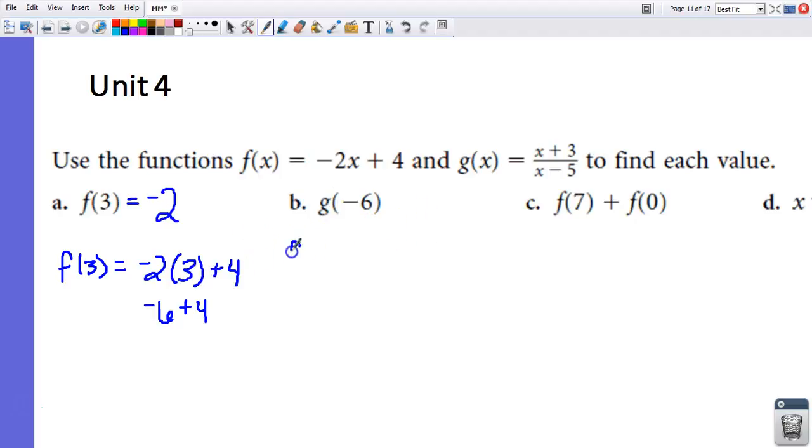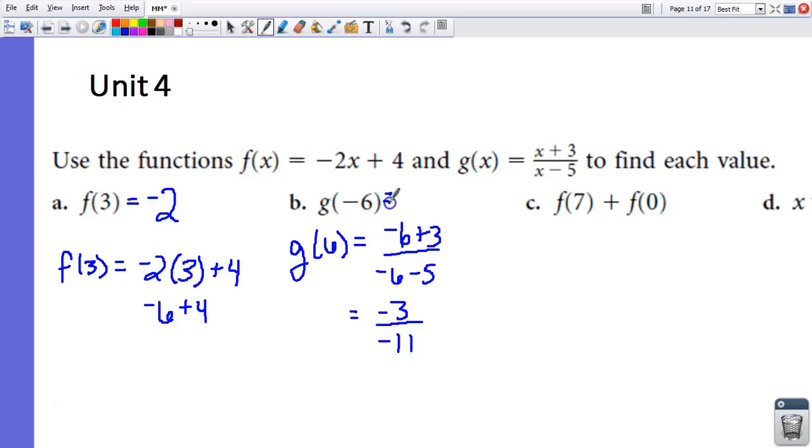g of negative 6, I'm going to rewrite g of x, but everywhere I see an x, I'm going to instead put a negative 6. So on the numerator, I have negative 6 plus 3. On the denominator, I have negative 6 minus 5. Negative 6 plus 3, I have negative 3 on my numerator. On my denominator, negative 6 minus 5 is negative 11. So my answer is actually positive 3/11. Okay? You could put negative 3 over negative 11, but mathematicians don't like that. They like it clean, and they don't like negatives on the denominator a lot. So if I know this is positive, you're just going to write your answer as positive.